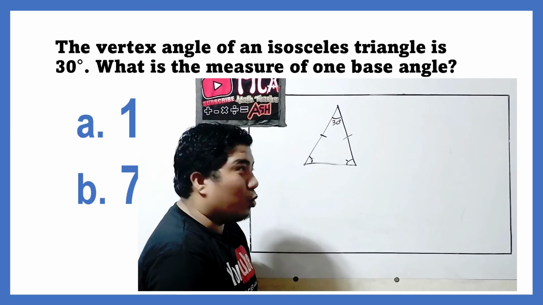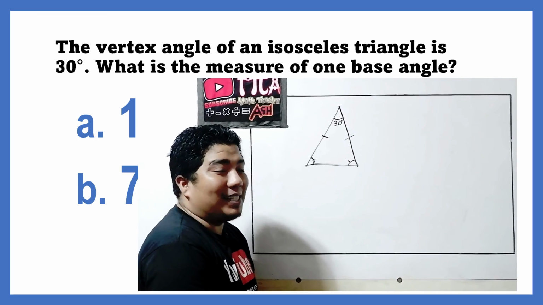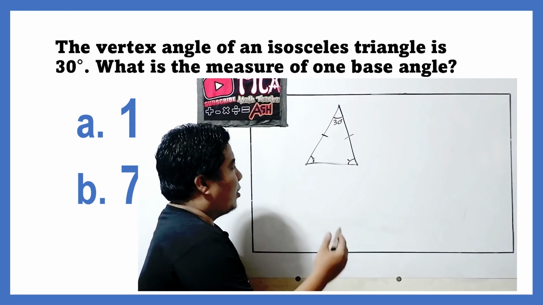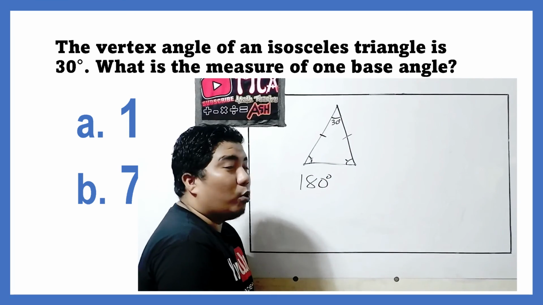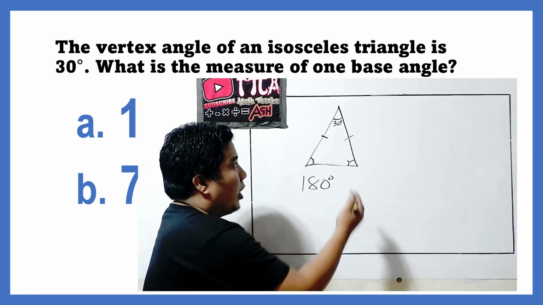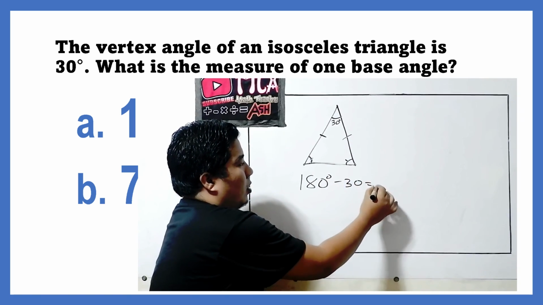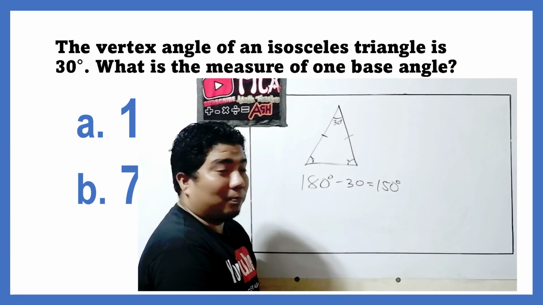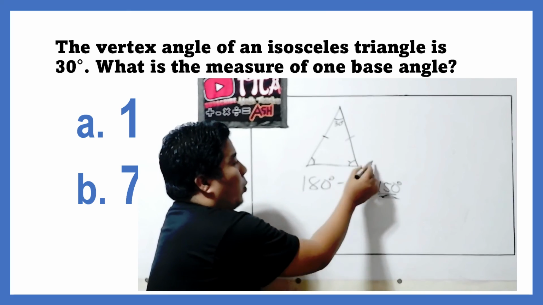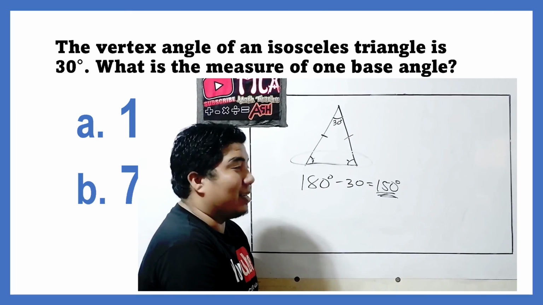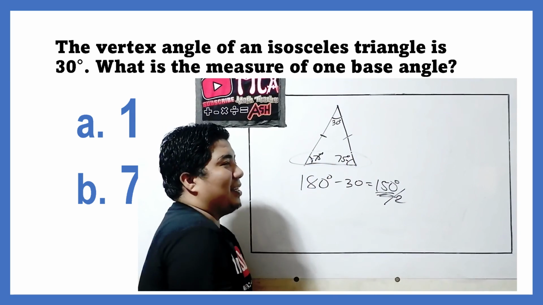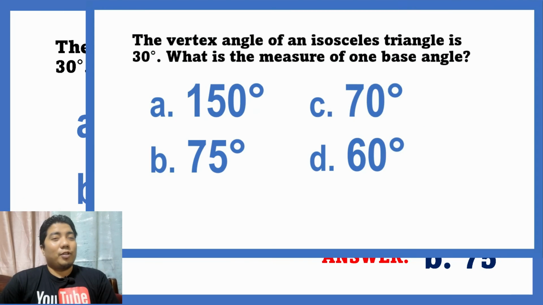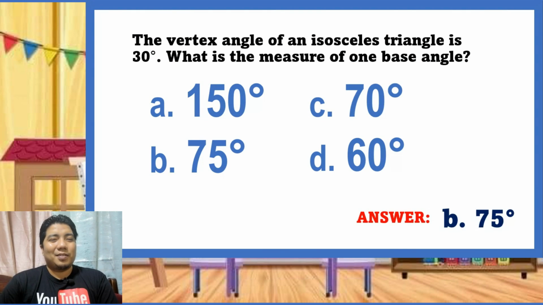Now the question is, how do we get the measurement of one of the base angles? Always remember, my dear math learners, that whatever triangle you have, the total measurement of the interior angles is always 180 degrees. Therefore, if you already have 30 degrees here, that is 150 degrees more. So therefore, this 150 degrees will be shared by these two remaining base angles. And 150 divided by 2, that is 75 degrees. Easy, right? And for this question, the correct answer is letter B, 75 degrees.